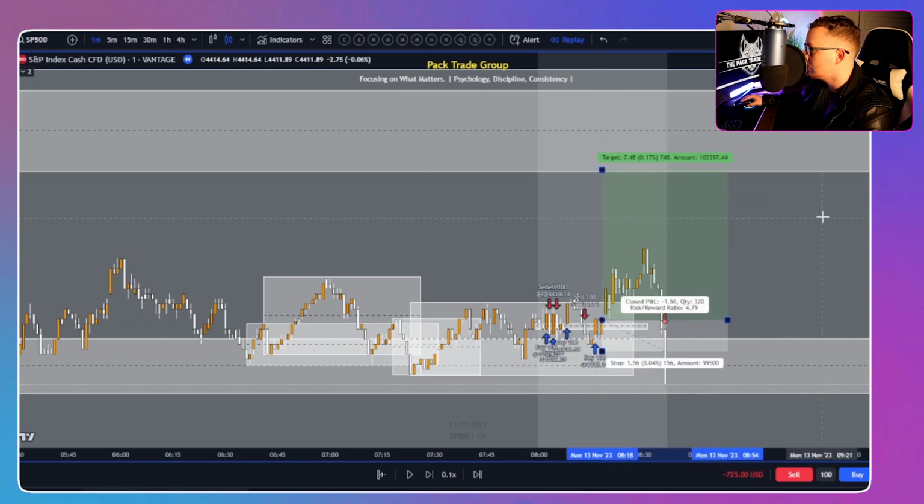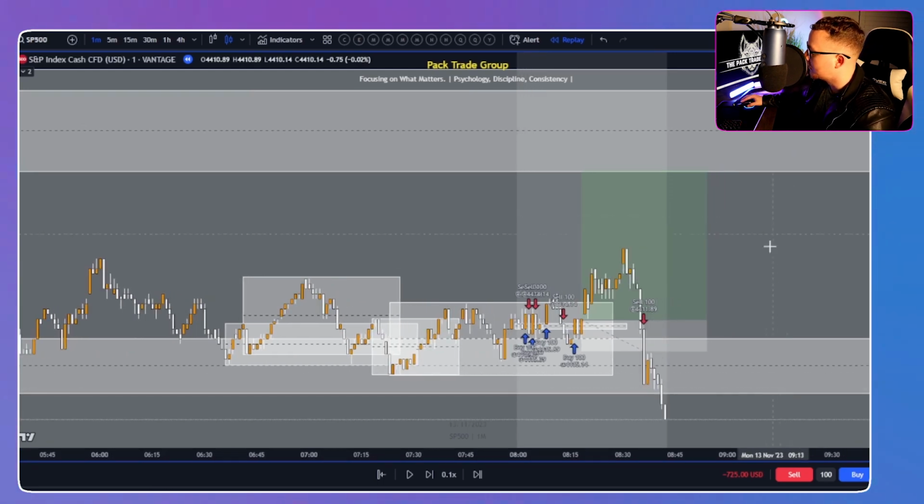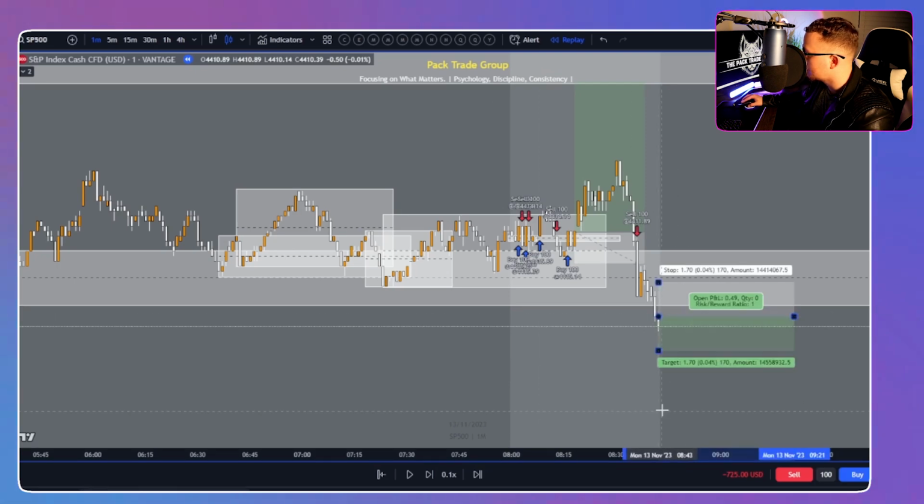If you were shooting for this, you would have got stopped out, and you just have to be okay with those happening. So now look at what happened. We have a breakout to the downside. So let's say you did get stopped out again. You're just waiting for another short. So this would be that short.